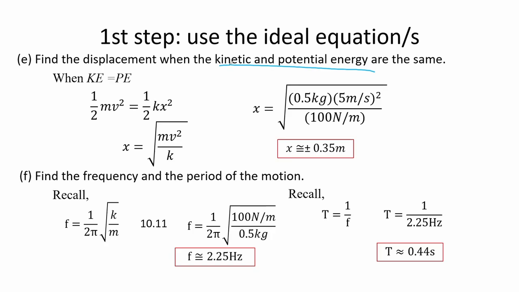For letter F, we find the frequency and the period of the motion. So, we recall the frequency equation and the period relation, and it is about 2.25 Hz for the frequency and the period is about 0.44 seconds.